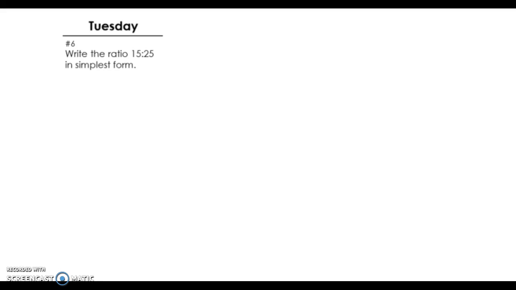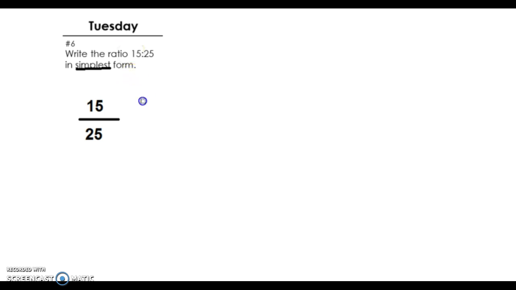All right, so this is Tuesday, week 9, number 6. Write the ratio of 15, 25 in simplest form. If you guys know, there are 3 different ways we can write this ratio, right? So we can do this way, which is probably the way they wanted us to do it. Just 15 over 25. And then if we want it in simplest form, which it says right here, we're going to have to simplify.